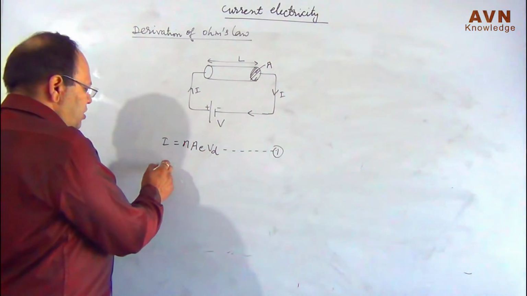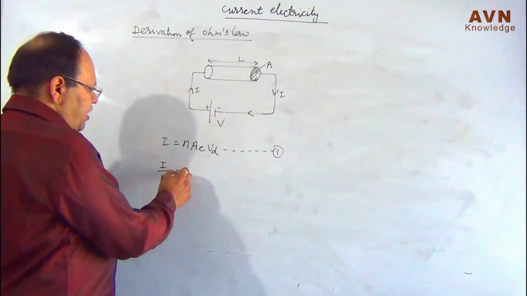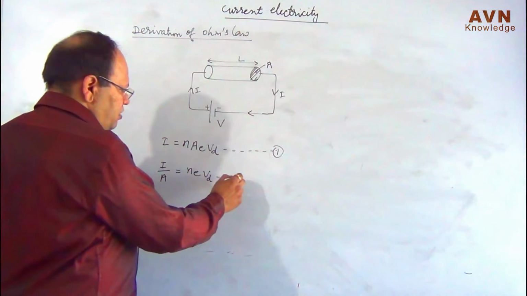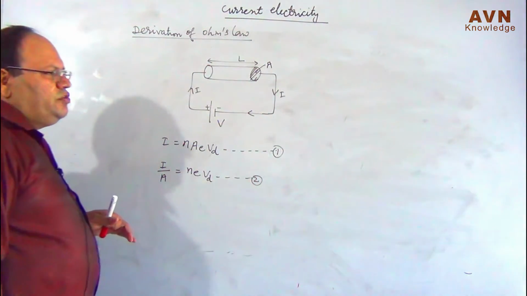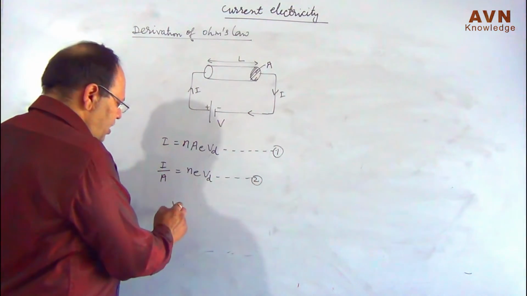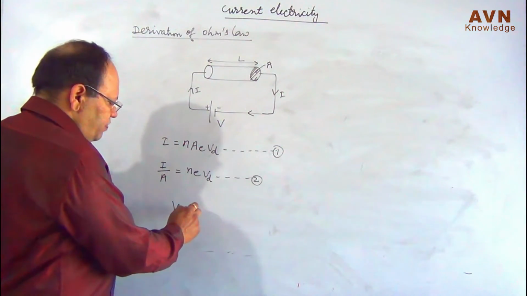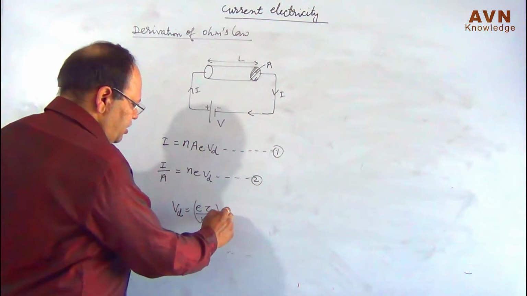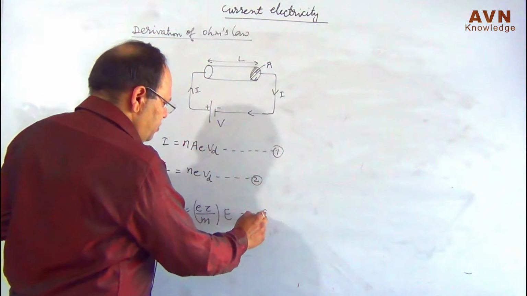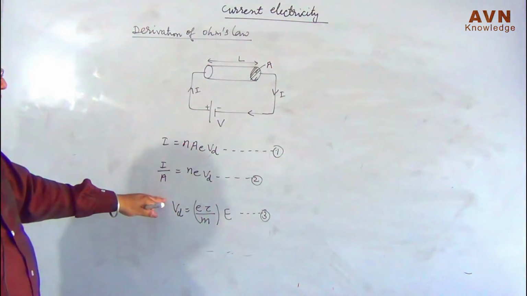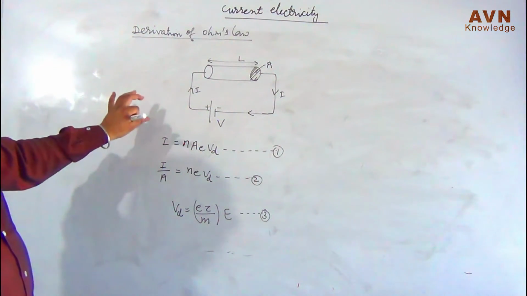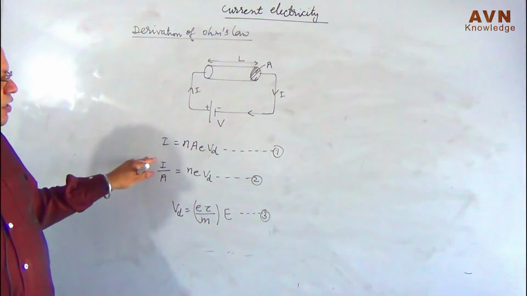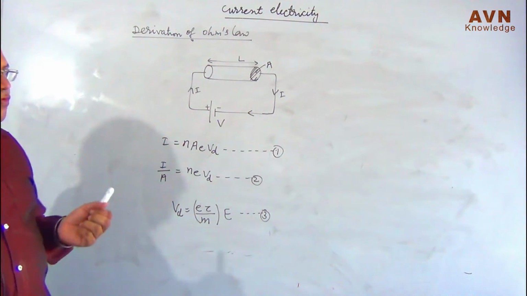When the current is divided by A, this will be n e Vd, the drift velocity. And what is the drift velocity? We have the formula: drift velocity is e tau upon m into E, from the previous video. When you put the value of drift velocity, we directly use this formula, which we derived and fully described in the previous video.